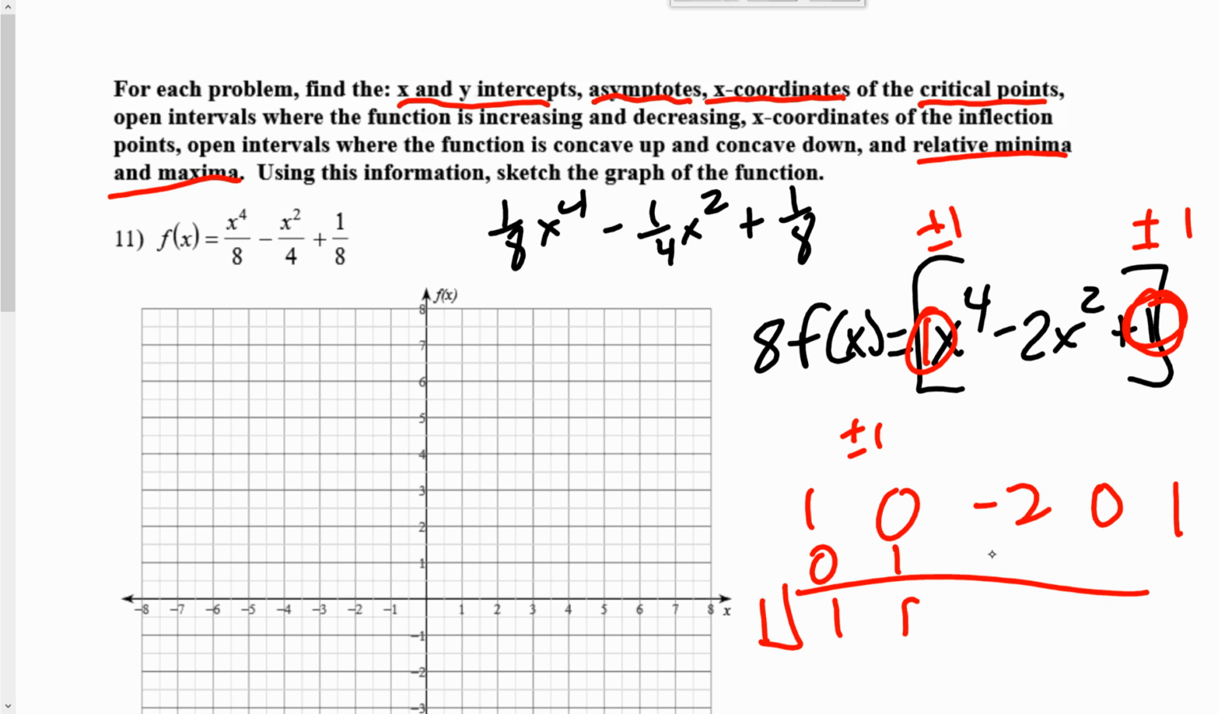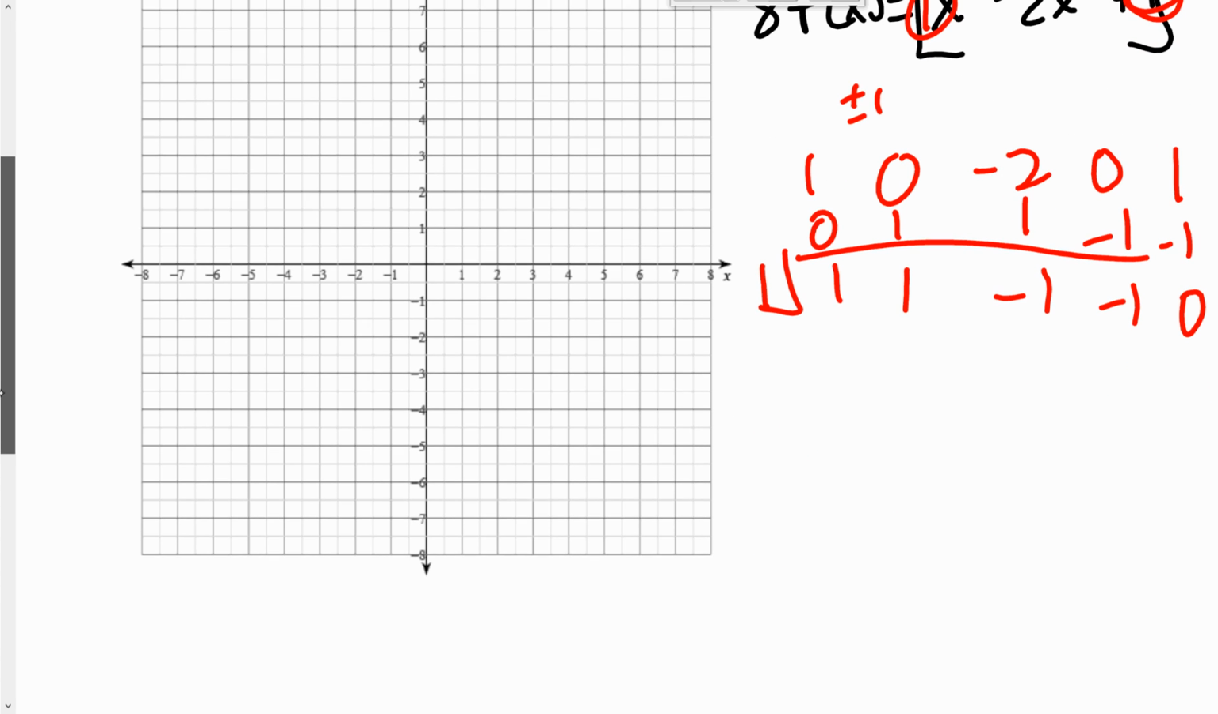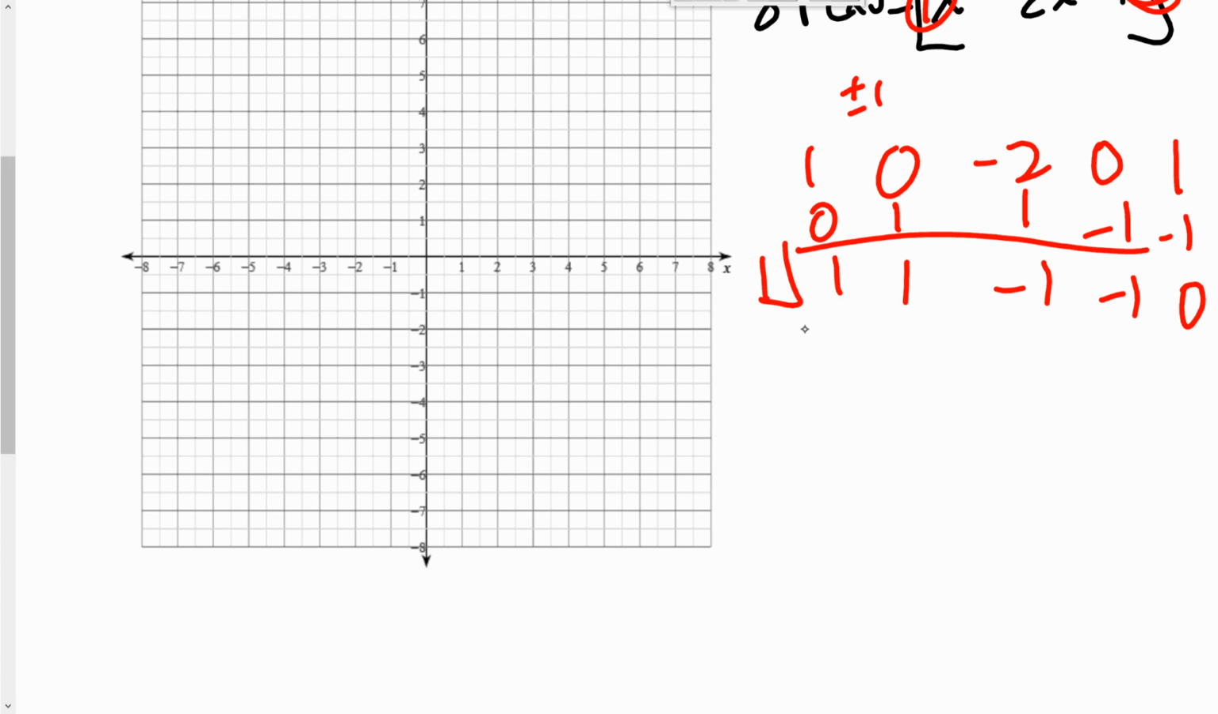So 1, 0, negative 1, negative 1, 0. That's a 1. Alright, I should make this video really long, huh? Just so then you have to watch the whole entire thing. Okay, 0 for the next one. 1's probably going to work again. It probably has a multiplicity. So 1, 1, 2, 2, 1, 0. Okay, so 1 did work again.